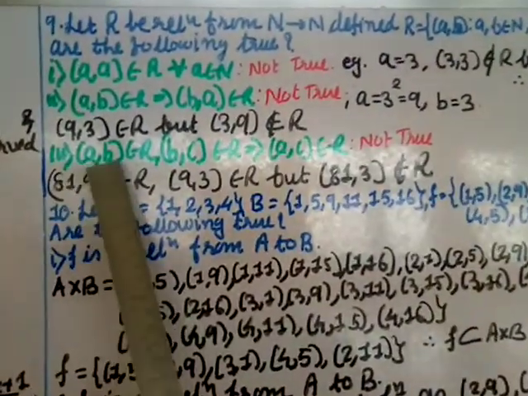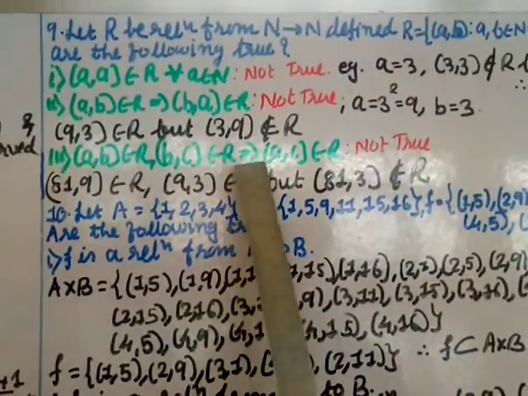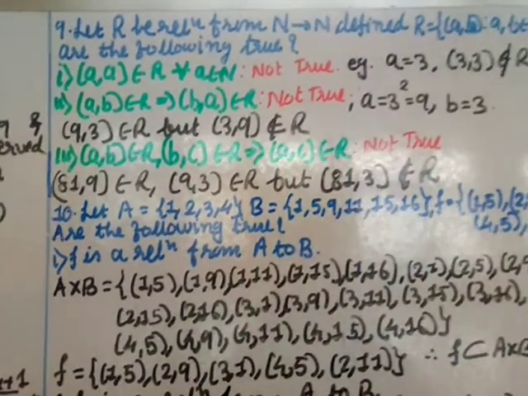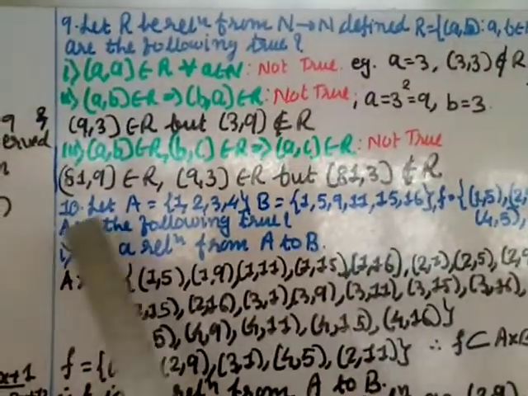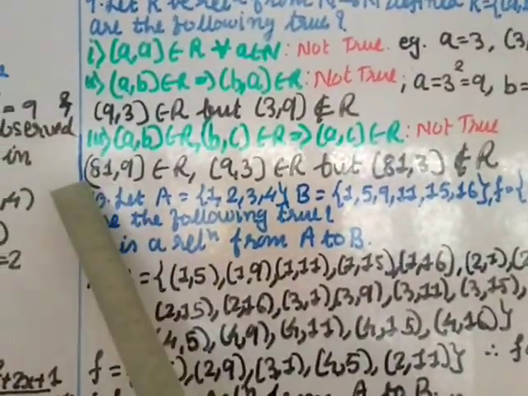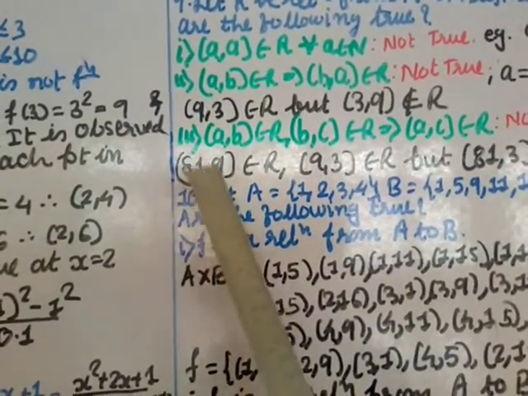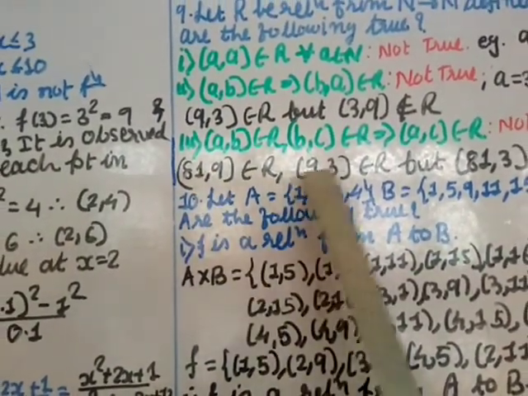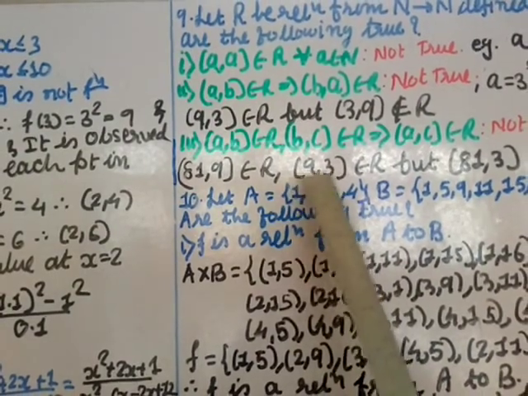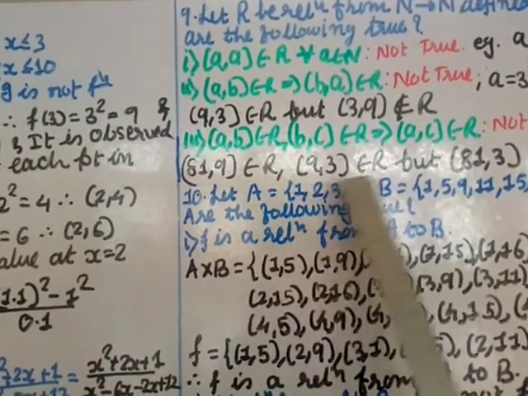Number 3: (a, b) belongs to R and (b, c) belongs to R implies (a, c) belongs to R. This is also not true. Let us check it. Take (81, 9), where 81 is 9 square, because the relation is a equal to b square, so the first element should be the square of the second. So 9 square is 81, and (81, 9) belongs to R. Now (9, 3): this should be 3 square, so (9, 3) also belongs to R.